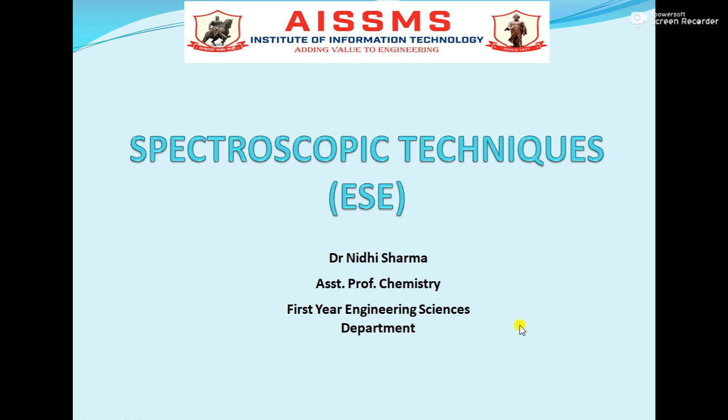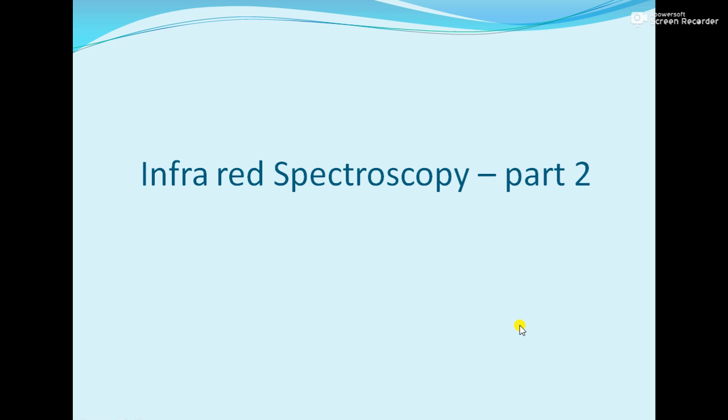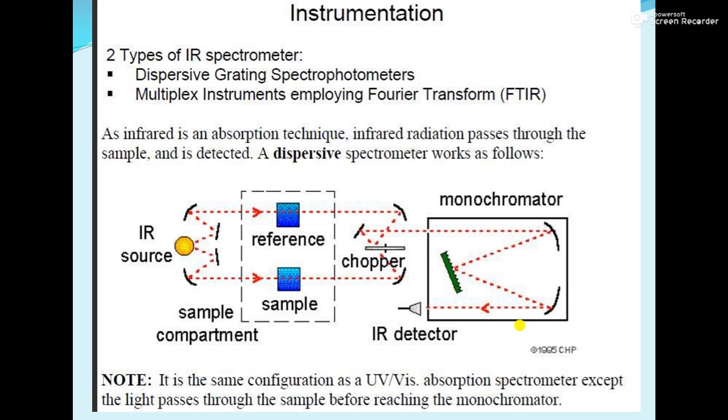Now today I am going to start the IR spectroscopy part 2. In IR spectroscopy part 2, we are going to discuss the instrumentation of IR spectroscopy. So first, as you can see in the given figure, this is an IR spectroscope. It is a spectroscope which works like the UV spectroscope only. There are two types of IR spectroscope: dispersive grating spectrophotometer and multiplex instrument employing Fourier transform.